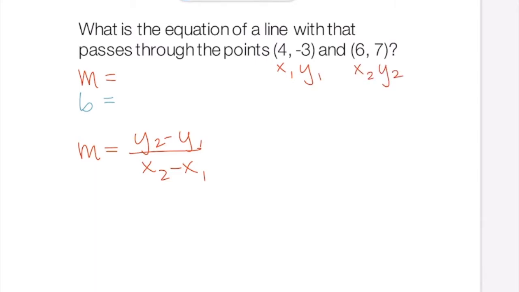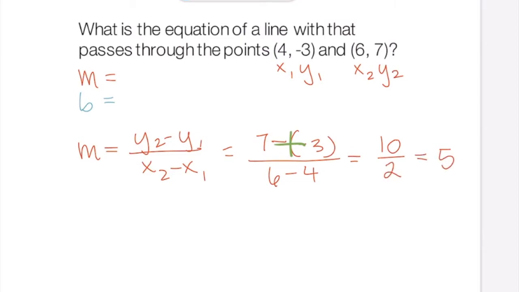So now we can just plug straight in there. So y2 is 7, minus is in the formula, and then negative 3, over our x2 is 6, minus our x1 is 4, and then we can continue to simplify. Minus and negative is a plus, so it ends up being 7 plus 3 is 10, over 6 minus 4 is 2, so that means our slope is 5.